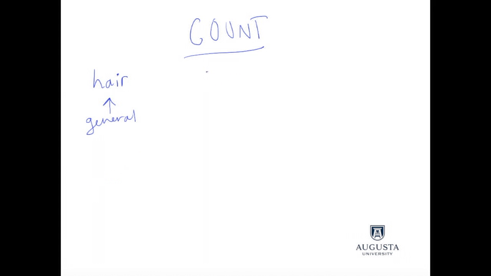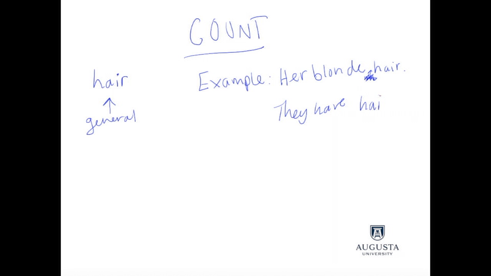You would just write her blonde hair. You see there's nothing here. That's where you normally put an article, but you don't have anything like that. You could say they have hair. Something like that. Again, there's nothing there. And you can also notice that it's singular. It's all singular.